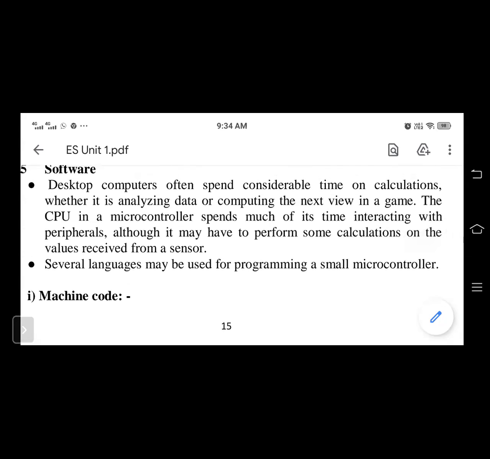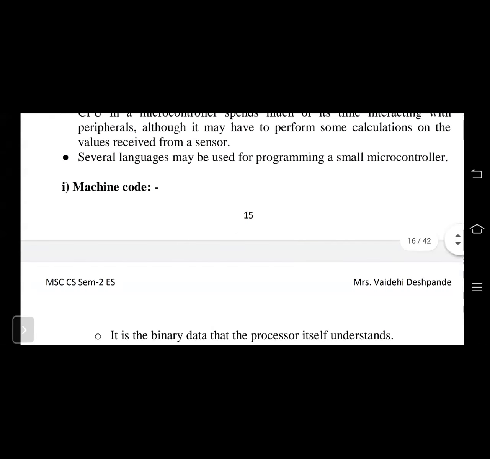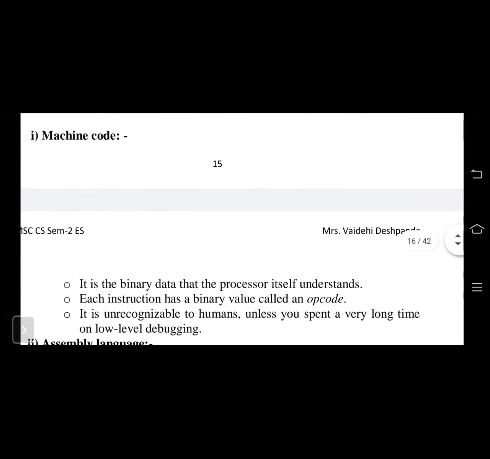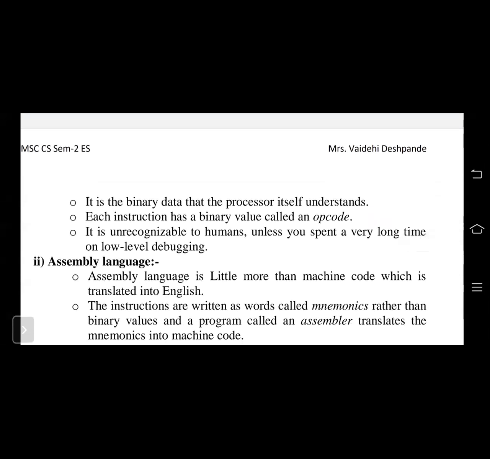So it means, see, this is your embedded system, and for that you need software. Clear? There are different languages which you can use for programming an embedded system. The first one is the machine code. It is binary data that the processor itself understands. When you are writing in machine code, it is purely binary data which will be understood by the processor. Each instruction has a binary value called an opcode.